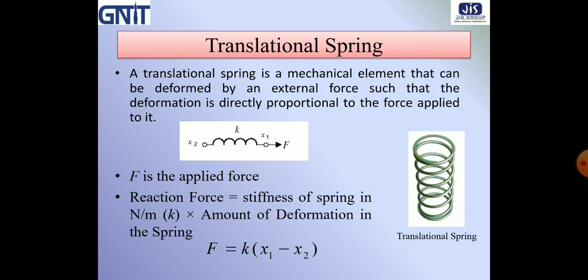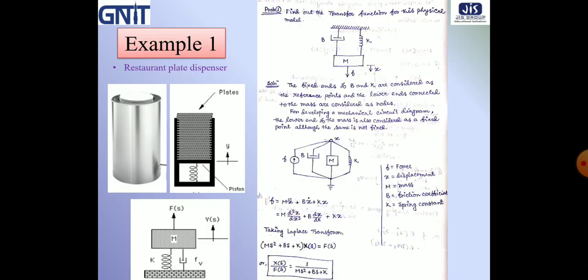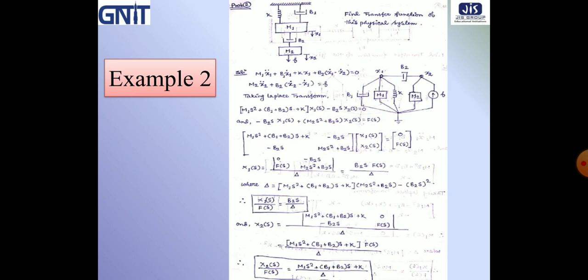Next, force generated due to spring is F = k (x1 minus x2), where k is the stiffness of the spring and x1 is the displacement of end 1 of the spring and x2 is the displacement of end 2 of the spring. So this is one example which I already discussed in the previous lecture, and here is example 2.